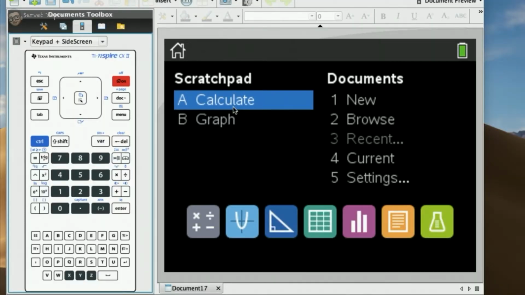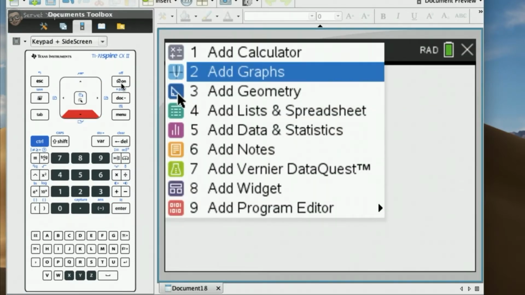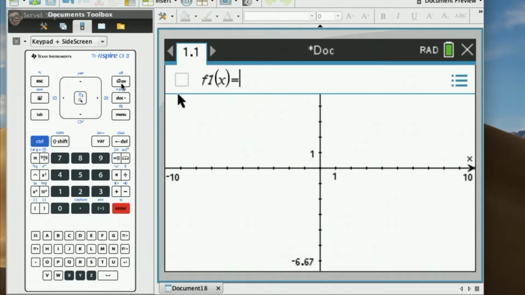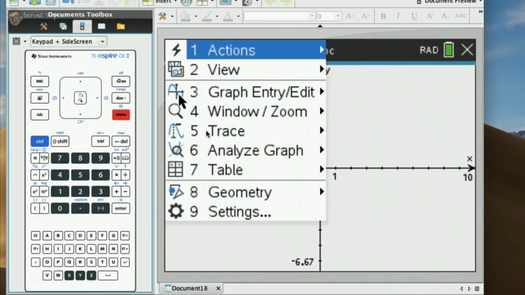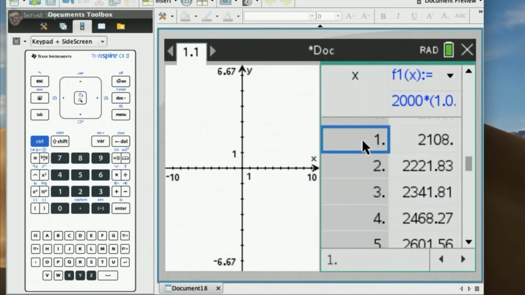So home screen, I will start with a new document, and I will not save the previous one, and I will add graph, and I'm going to write down our function 2000 times 1.054 to the power of x. I'm not interested in the graph. I'm not going to zoom out to see how it looks. I'm directly going into table and split screen. So this gives me the investment of the bank.